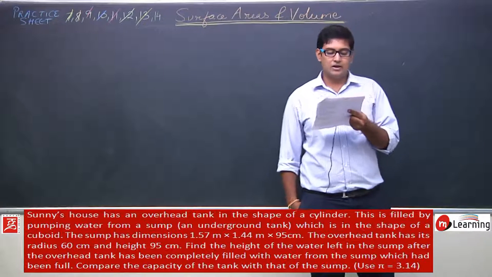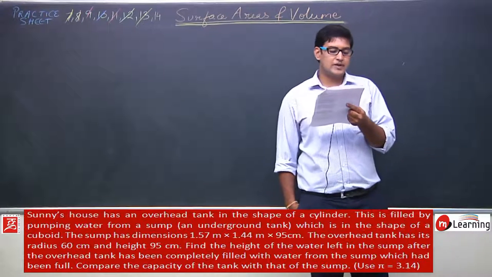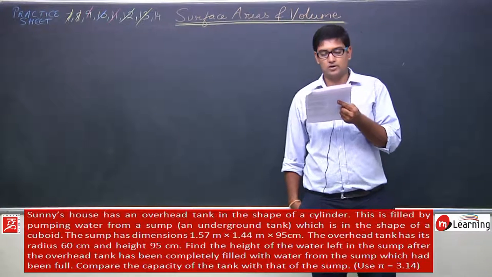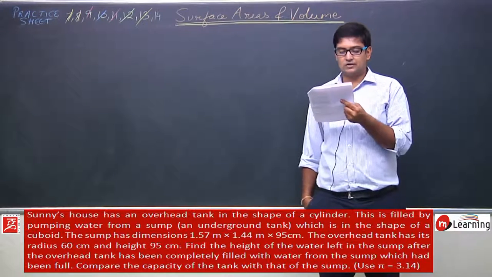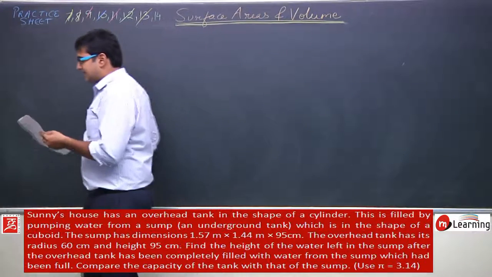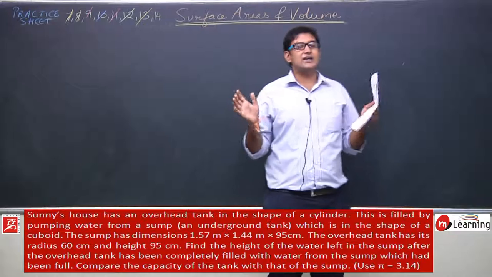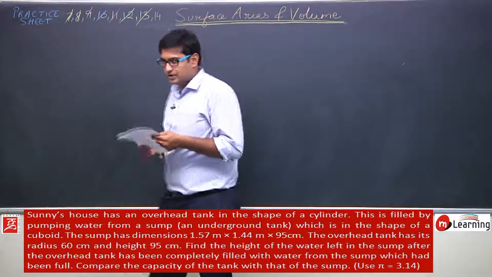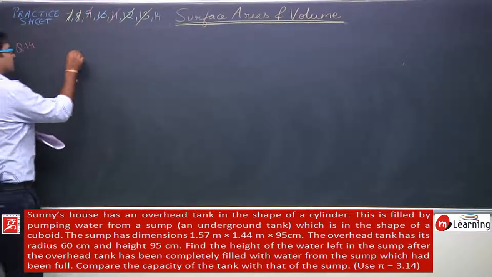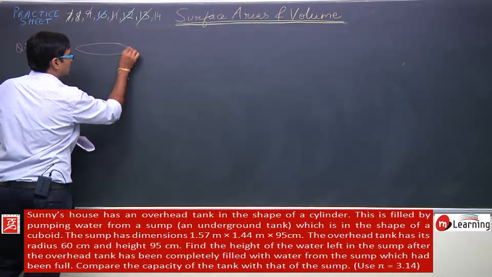फाइंड द हाइट ऑफ द वॉटर लेवल लेफ्ट इन द सम्प आफ्टर एन ओवरहेड टैंक हैज बीन कंप्लीटली फिल्ड विद द वॉटर फ्रॉम द सम्प विच हैड बीन फुल. कंपेयर द कैपेसिटी ऑफ द टैंक विद दैट ऑफ द सम्प. ओके, सो व्हाट द क्वेश्चन सेज इज, ट्राई टू अंडरस्टैंड द क्वेश्चन. इट सेज दैट देयर इज अ पर्सन एंड एट द टॉप ऑफ दैट पर्सन्स हाउस देयर इज अ सिलेंड्रिकल टैंक टू स्टोर वॉटर. ओके, सो लेट अस ड्रॉ अ सिलेंड्रिकल टैंक. दिस इज क्वेश्चन नंबर 14. देयर इज अ सिलेंड्रिकल टैंक एट द टॉप, like this.